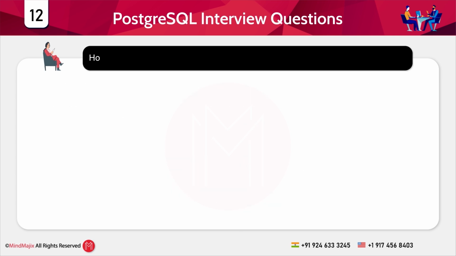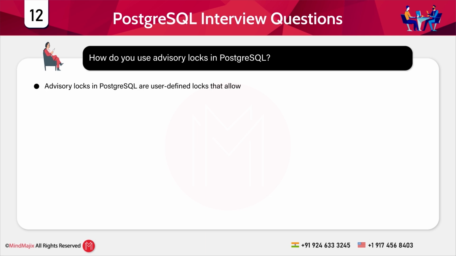The next question is, how do you use advisory locks in Postgres? So guys, advisory locks are nothing but user defined locks that allow coordination between database sessions. Unlike row level locks, advisory locks do not conflict with other types of locks, and they can easily be acquired and released voluntarily.